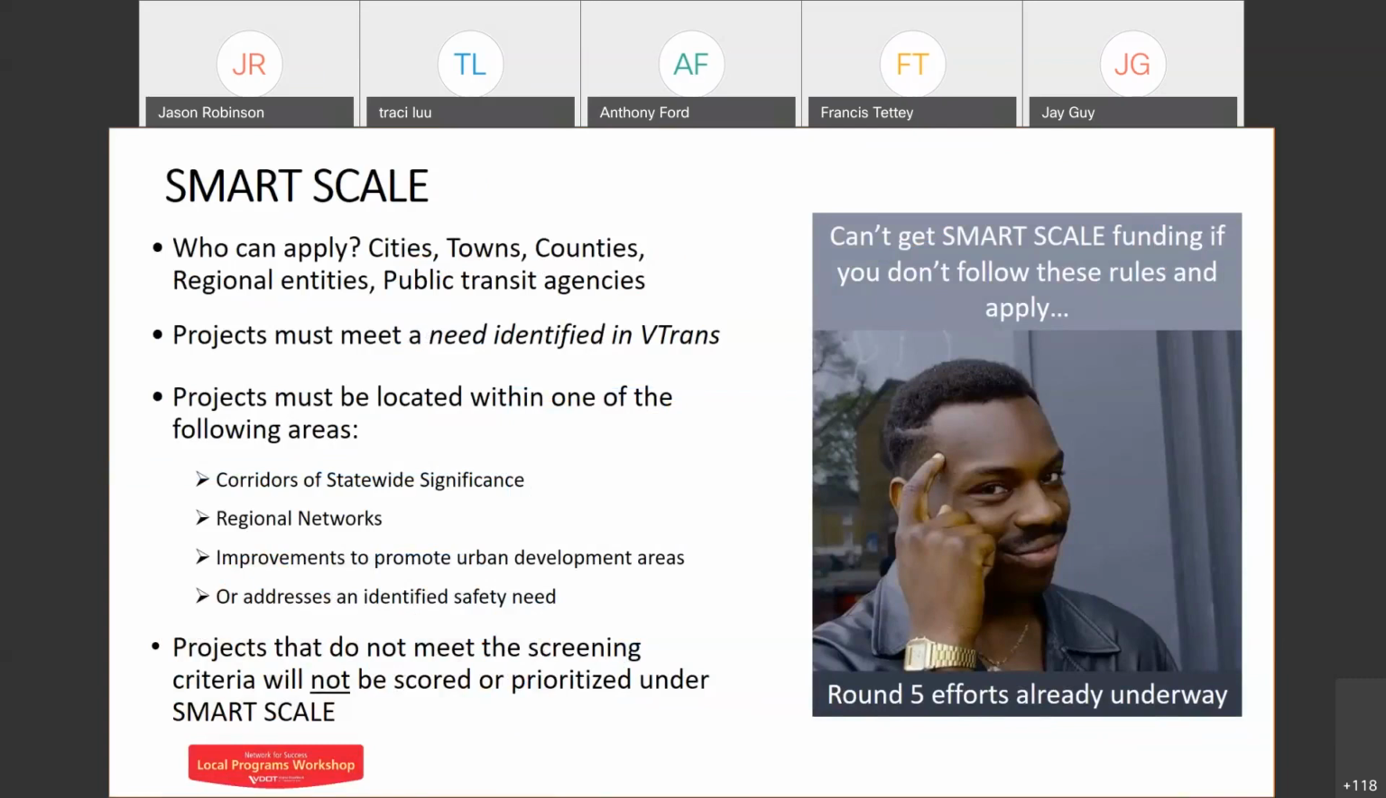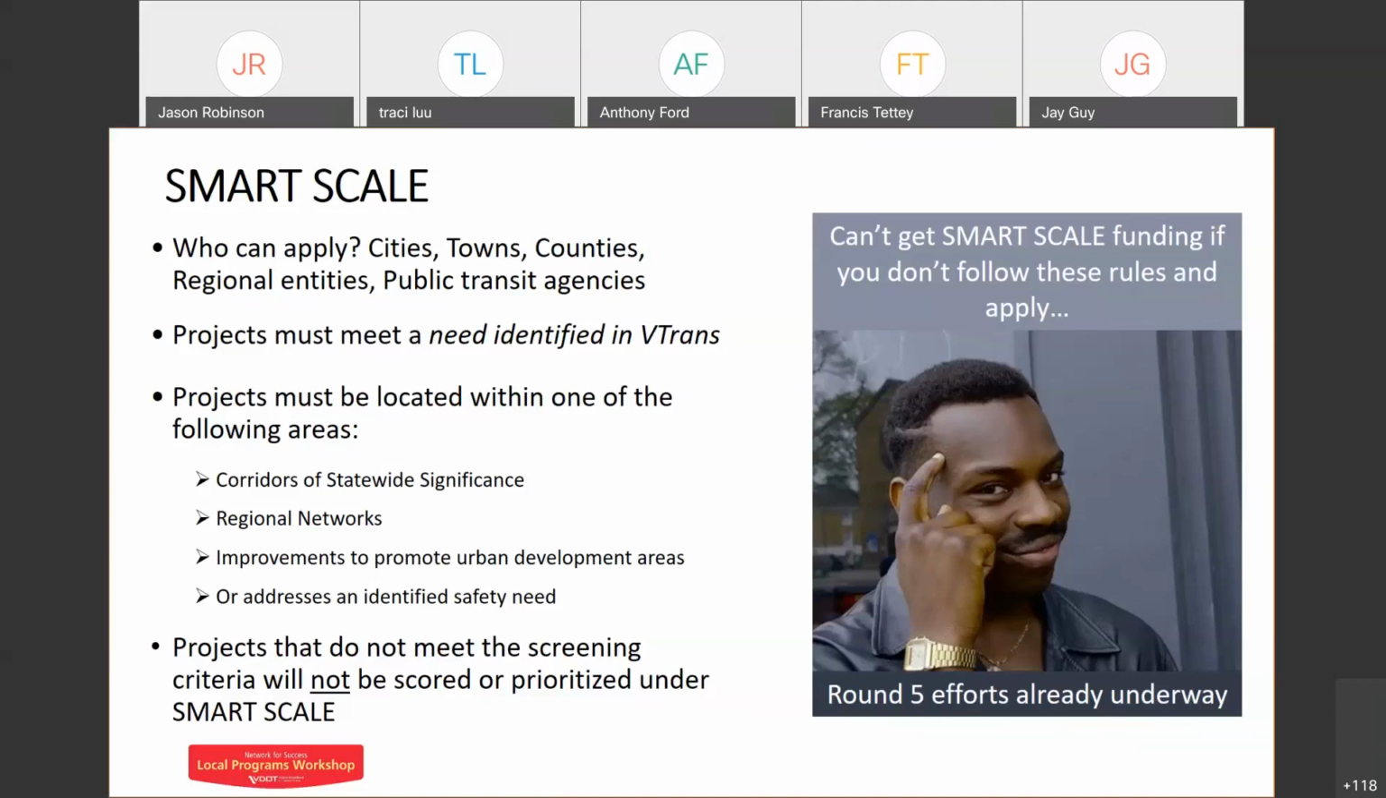And if you're wondering, well, what is VTrans, then we definitely need to have a further conversation offline about how to identify those needs. You'll see down at the bottom, the very last bullet, projects that did not meet the screening criteria will not be scored. And so obviously if your potential project doesn't fall into the categories or check all the boxes for potential applications, then it will never be considered for Smart Scale funding. So I would just strongly encourage you guys, if you have potential projects that you're thinking of for future rounds of Smart Scale, to definitely work with your district staff to determine its eligibility, to start.